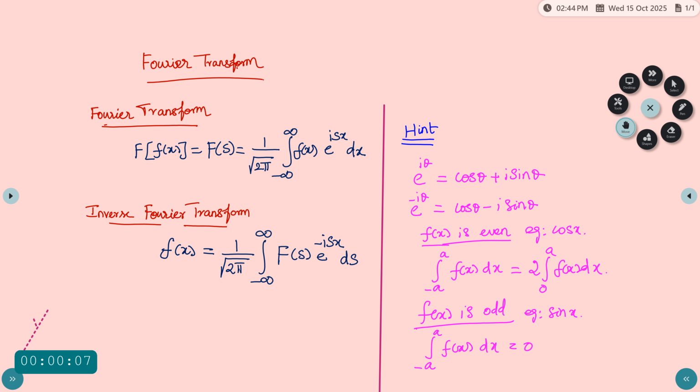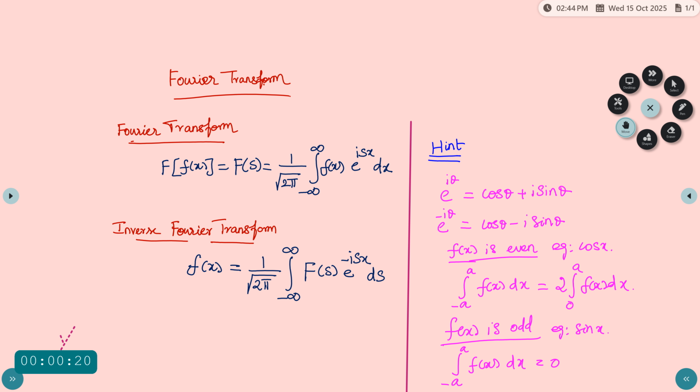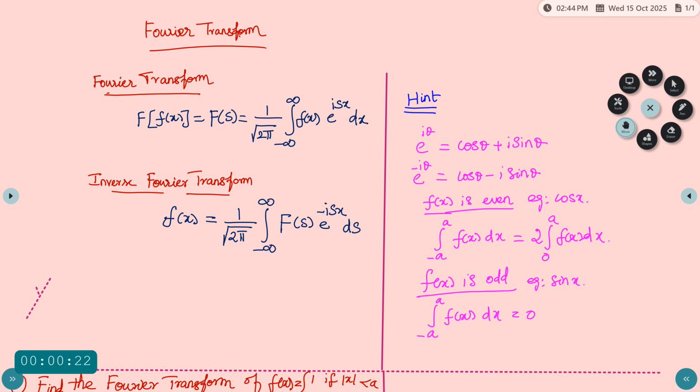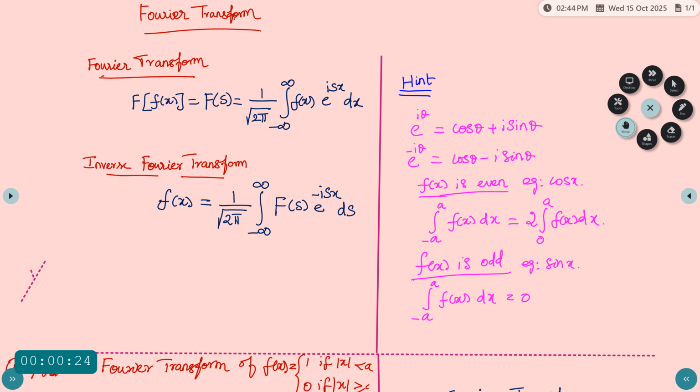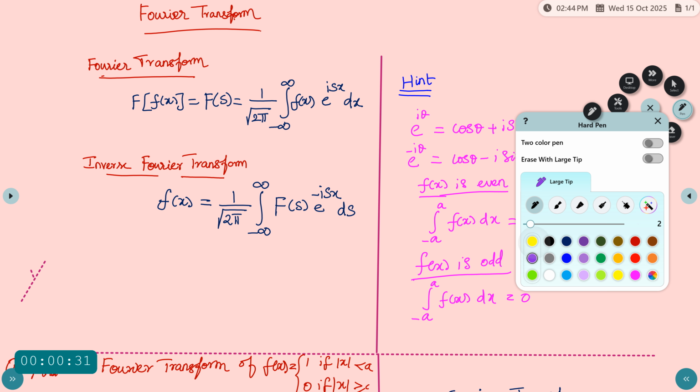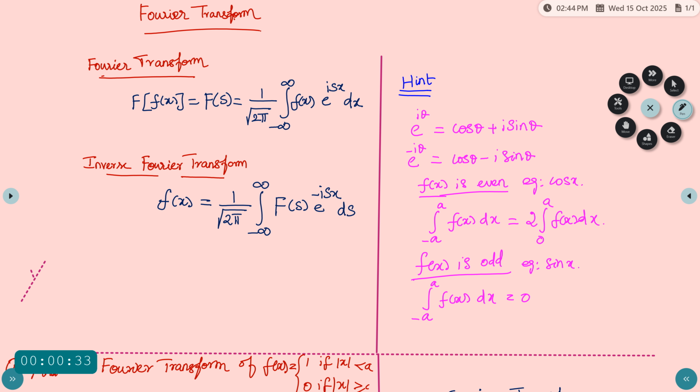Good morning. Today we are going to discuss the Fourier transform. This is the basic formula for the Fourier transform and inverse Fourier transform. F(s) is equal to 1 by root 2 pi integral from minus infinity to plus infinity f(x) e power isx dx. And this is the inverse Fourier transform formula.